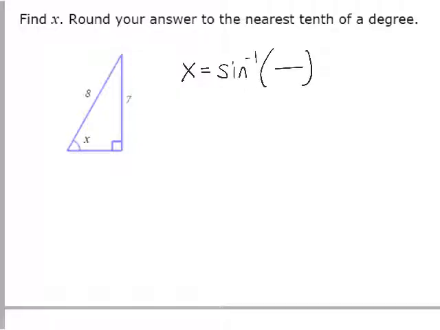Sine again is opposite over hypotenuse. So opposite is 7, hypotenuse is 8. If we take the sine -1 of 7 over 8, stick it in our calculator, we will get 61 degrees. And we are done. So this angle right here is 61 degrees.